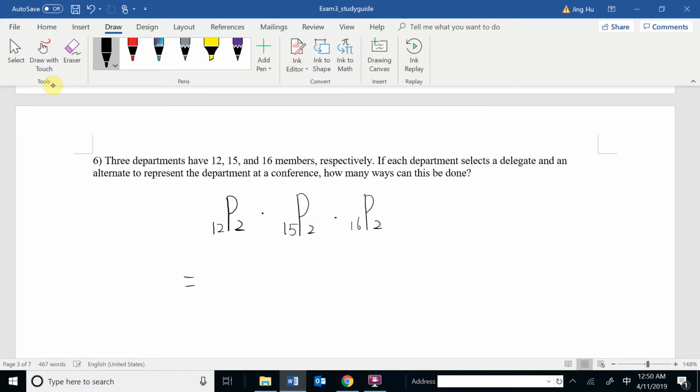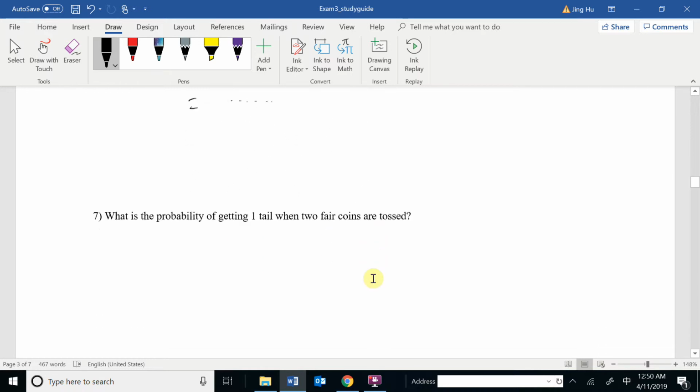So the answer should be, based on the formula, 12 times 11. For the second permutation it is 15 times 14. Because from the first number 16, then you need to go 2, so total 2 numbers. So 16 times 15. You can use a calculator to get the answer. It's a huge number. How many ways can this be done? So that's the answer. Now we go to number 7.